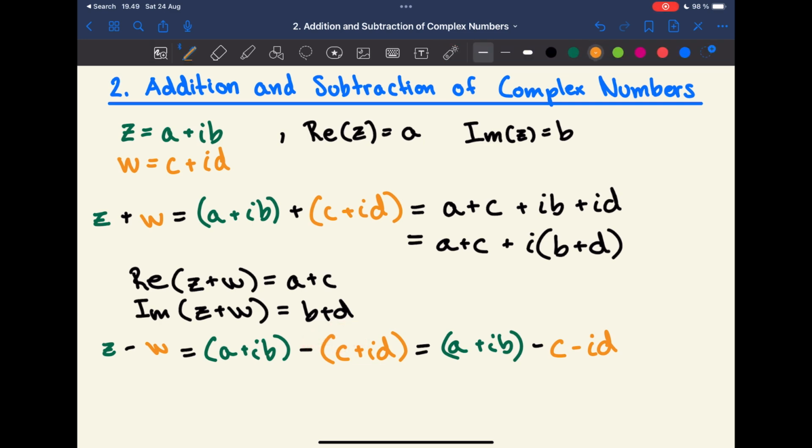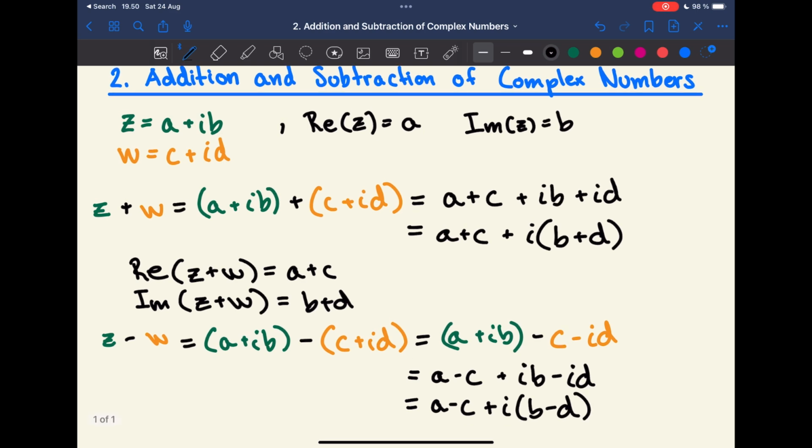If we do it on a new line down here, once again we take the real parts and subtract the real part of w, so we get a minus c, and we do the same for the imaginary parts as before. So over here we have plus ib, and now we have minus id because this minus came in. Once more, let's put the i outside of the parentheses, so we get a minus c, plus i times the parentheses b minus d.